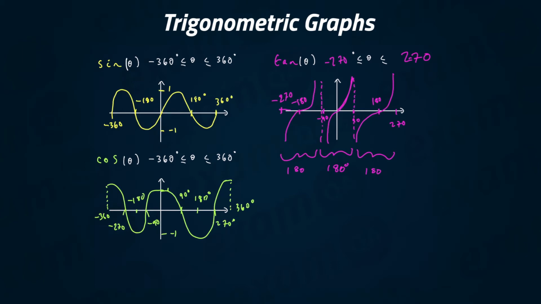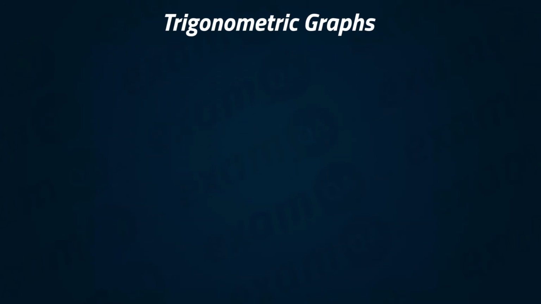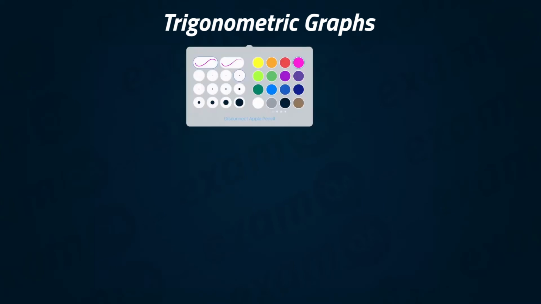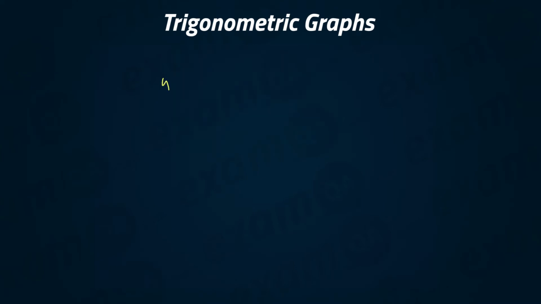Now, we're going to explore them a little bit further in more detail. The first question we'll have is, let's sketch the graph of y equals sine theta again. But this time between minus 180 and 270. So we change the interval slightly.